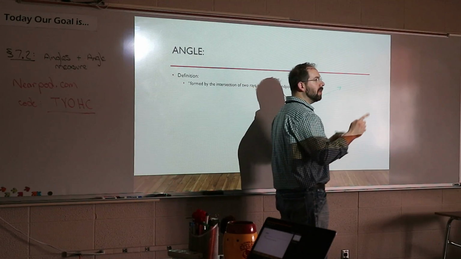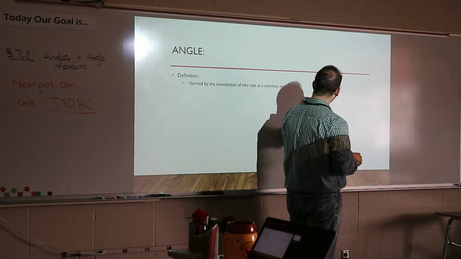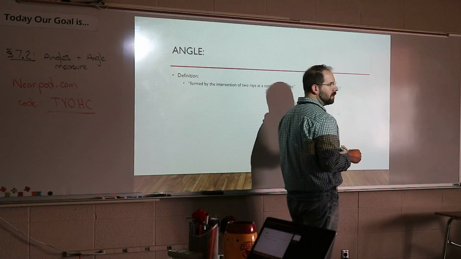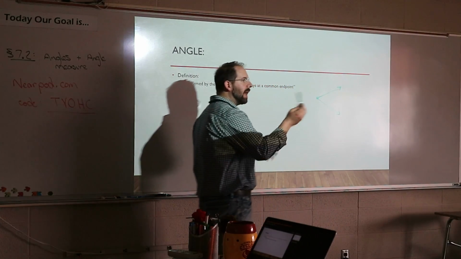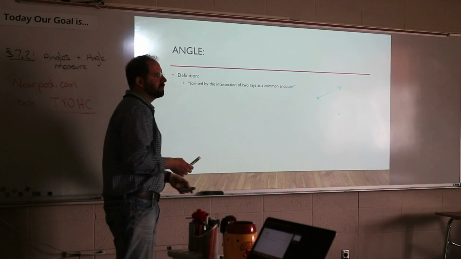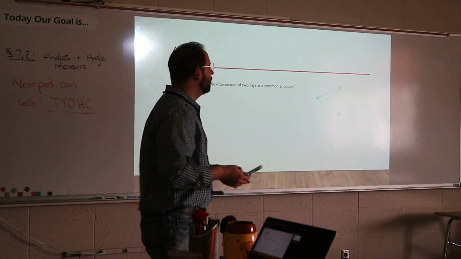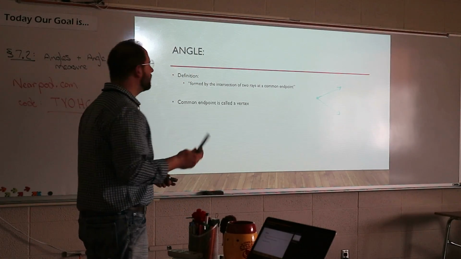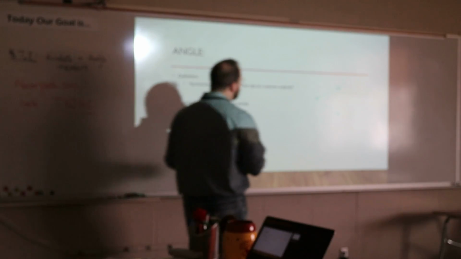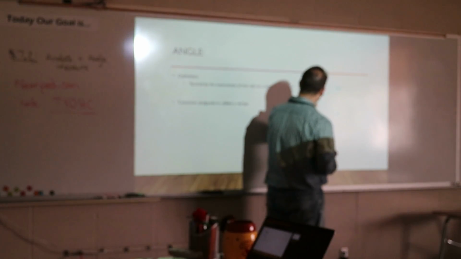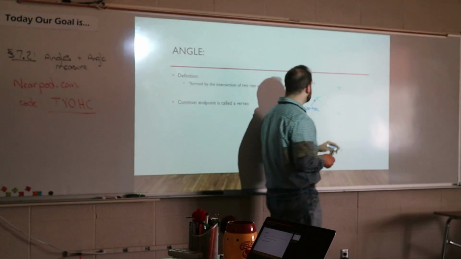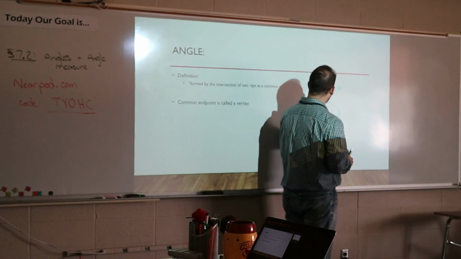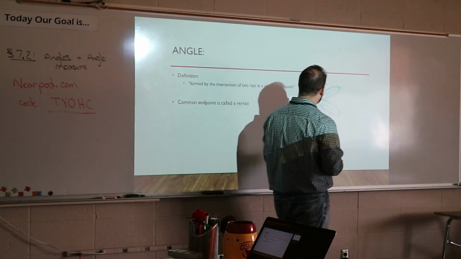What we're going to do is have two of these, and they're going to cross like that, and they meet at the common endpoint. Now, on your slide, it says, what is that common endpoint known as? Vertex. Okay, it's called the vertex. It's right where the two meet. This is the vertex. These items are the rays. They're the sides of your angle.